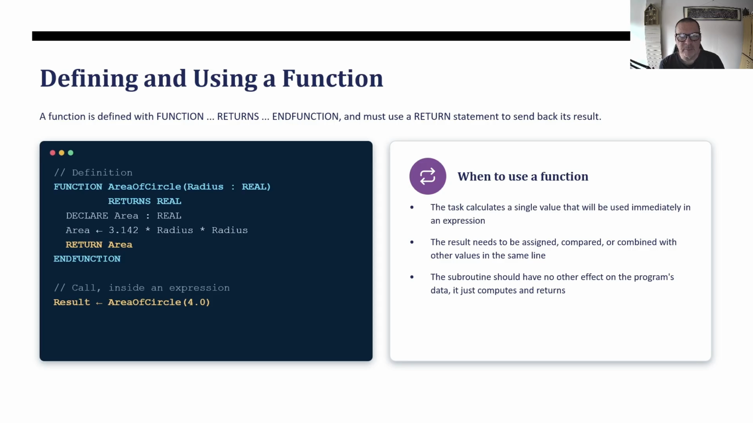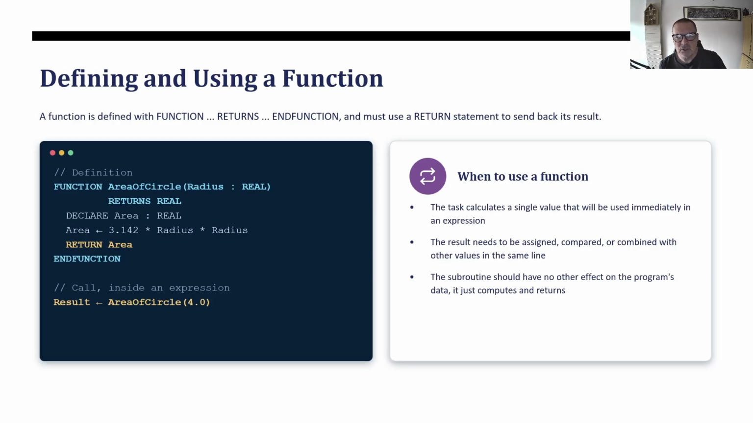So calling it is a little bit different. We don't use the word call for functions. We just use the name of the function, its identifier, followed by any arguments we want to pass to it. And then we need to do something with the value that it calculates and gives back. So in this case, we're assigning it to another variable called result. So we use functions when you want to calculate a single value that's going to be used immediately within your code in the main program. The result you get back needs to be assigned or compared or combined with something else in your code.